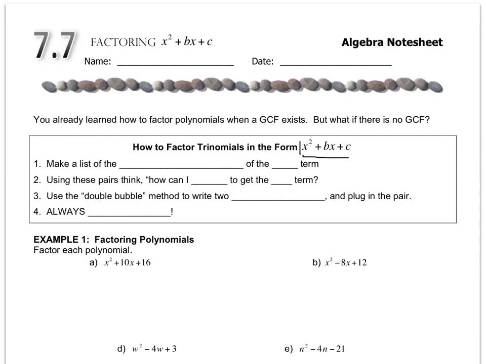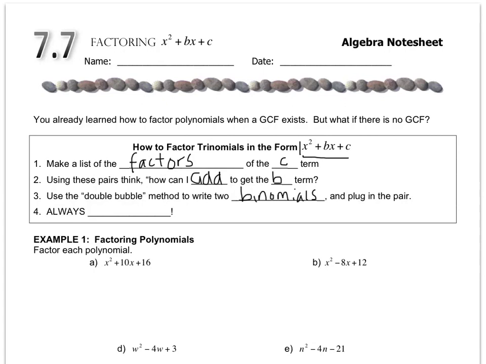You want to make a list of the factors of the c term. And the c is that constant term, the one that has no variables attached to it. You want to use these pairs to think, how can I add to get the b term? So from the list that you just made of factors, you want to look at the pairs and figure out what you can do to get that number that's in the b position. And then you want to use this method that I call the double bubble method. That's just my personal phrasing. I don't think you'll ever hear anyone call it that. But I call it the double bubble method to write two binomials and plug in the pair.